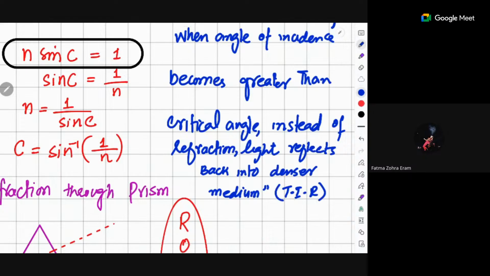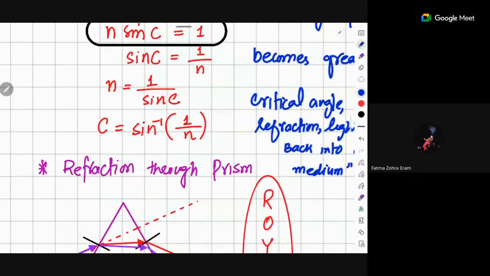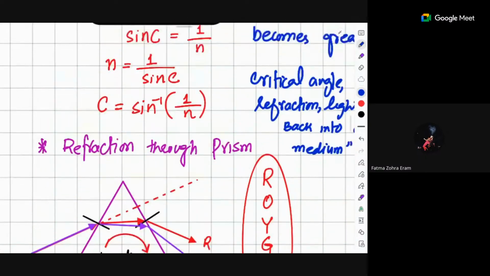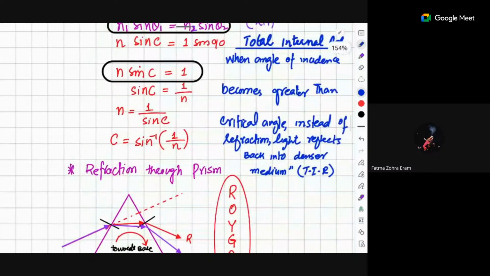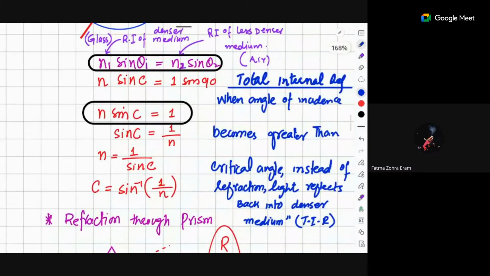Is this clear to you? Yes, sir. Sir, one minute, can I just write it? Yes, yes, why not? Okay, sir, done. Okay, so this is all about your total internal reflection. Do you have any question related to this? No, sir, no questions.